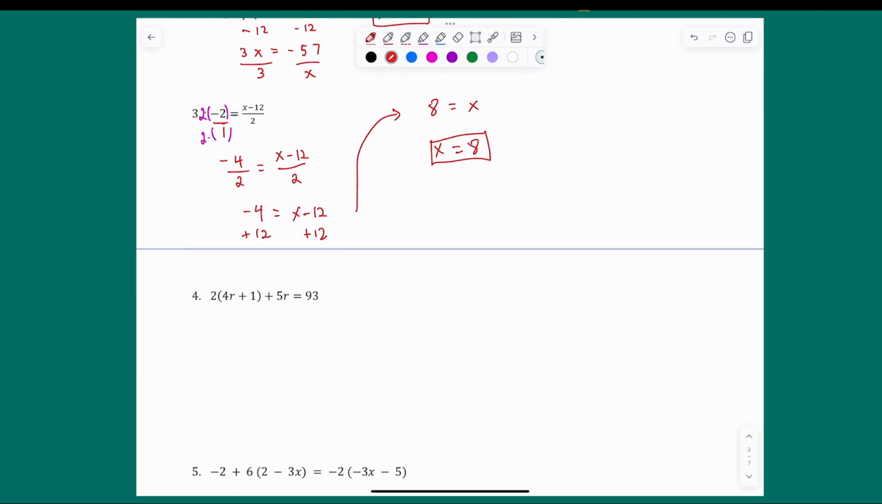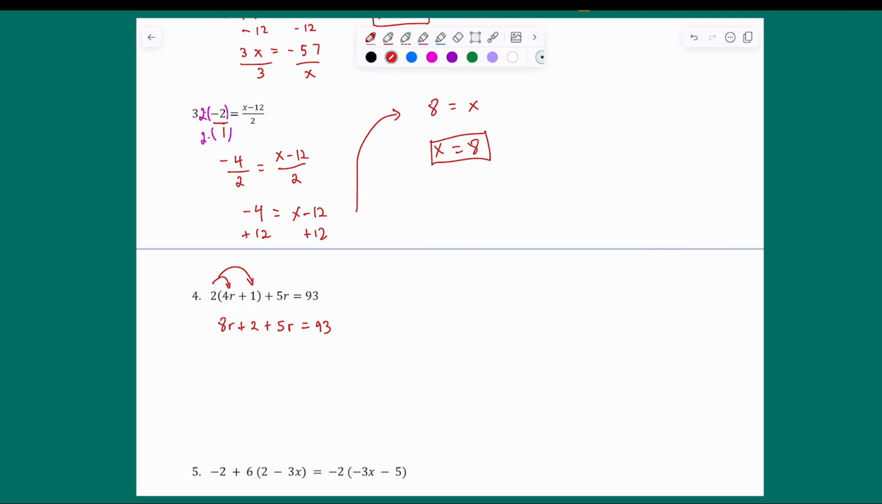All right, let's take a look at equation 4 here. Once again, we have some work on the left-hand side to do. We're going to go ahead and distribute. So we get 2 times 4r, which is 8r, and then 2 times 1, which is 2, plus 5r equals 93. After we distribute, we see we have like terms.